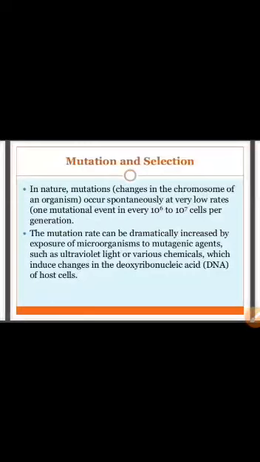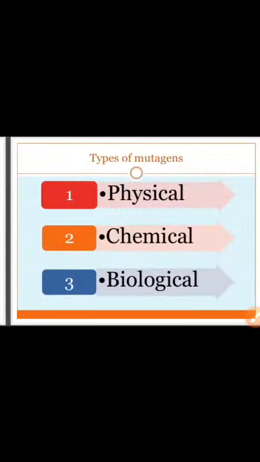Mutation rate can be dramatically increased by exposure of microorganisms to mutagenic agents such as ultraviolet light or various chemicals which induce changes in the deoxyribonucleic acid, DNA, of the host cell. Now, what are the types of mutagens we are introducing in various microorganisms? There are three. One is physical, the second is chemical, and the third is biological.